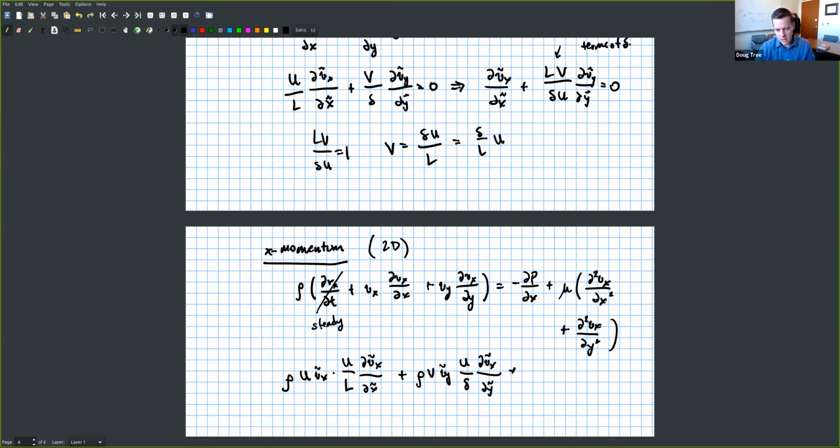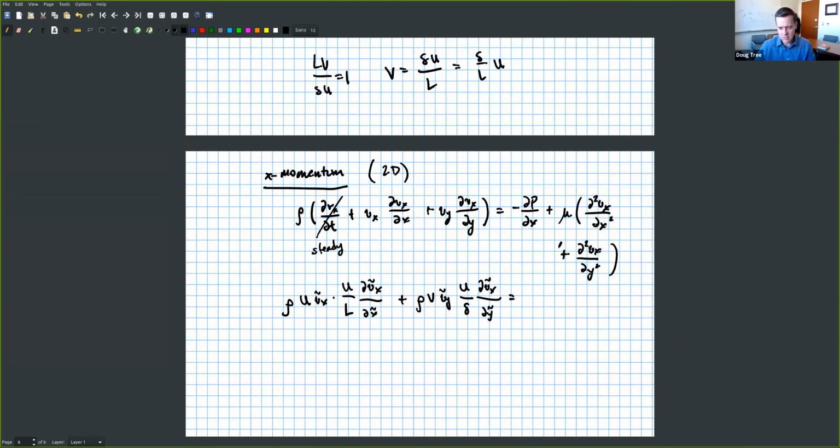dy tilde is equal to, and then I have minus dp dx, so p has a scale rho u squared, and x is the scale of L, so that'll be multiplied by minus dp tilde dx tilde, and I'm going to come down here for a new line, plus mu. Now I have a second derivative of Vx, so that'll be u divided by L squared of d squared Vx tilde divided by dx tilde squared, plus the last one, mu. Again, I have a Vx, so that'll be a u, and the y should be a delta squared in the bottom, second derivative of Vx with respect to y tilde squared.